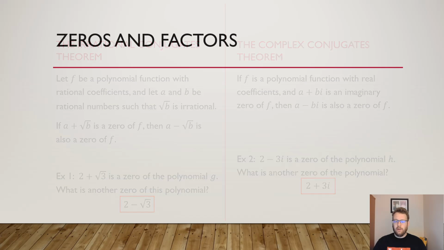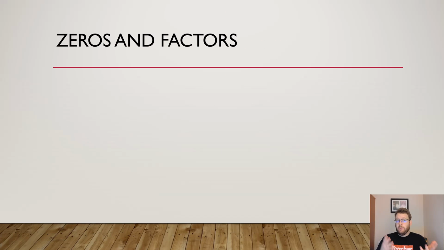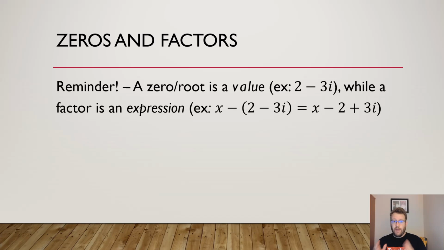Now, as a quick note, what's the relationship between a zero and a factor again, just to remind us? Well, the zero is the value. It's the x value, typically, while the factor is an expression. So it's usually x minus that value. Or if we distribute the subtraction, in the case of our example, 2 minus 3i, we have x minus 2 plus 3i, because the subtraction distributes to the negative 3i and makes it a plus.